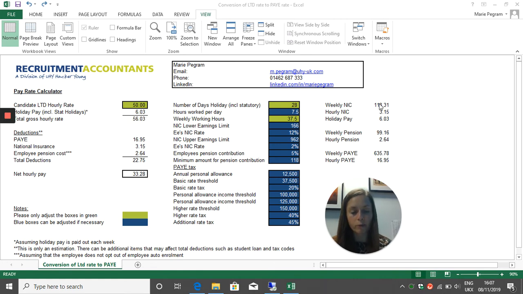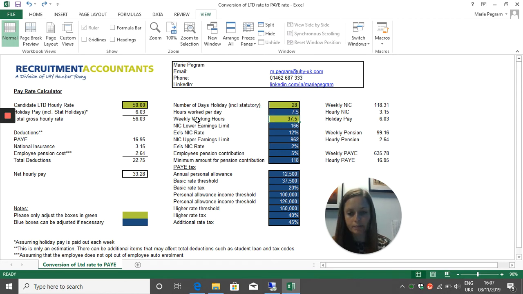So just to show you the calculator, we have lots of cells that are not highlighted in any colours. These are formula driven, so please don't amend those cells. The cells that are highlighted in green, these are the ones that you're most likely to change. So here you've got their current pay rate. You have their number of holiday days.